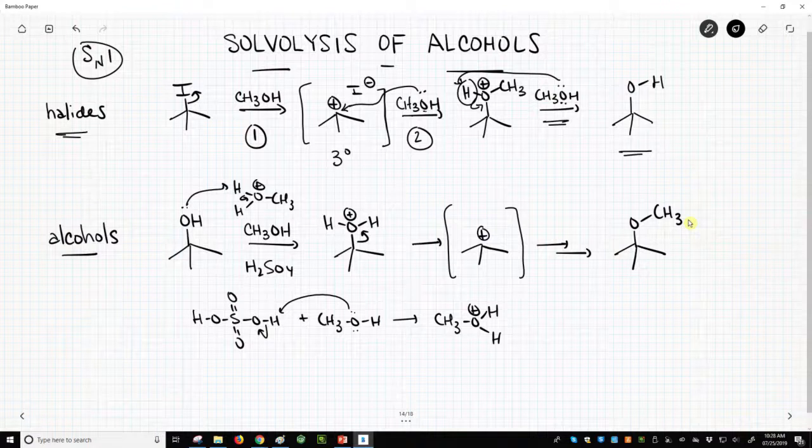So there are a couple things to point out. This solvolytic reaction on alcohols is still an SN1 process. We made a carbocation, which we then attacked with a nucleophile, our alcohol, our solvent. And another thing is we have an acid in here.